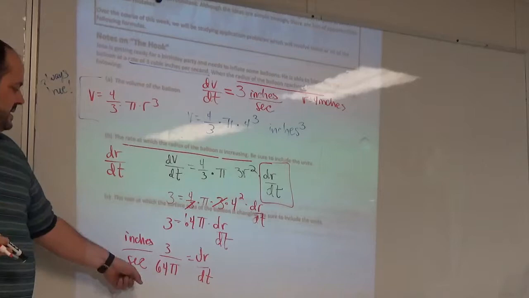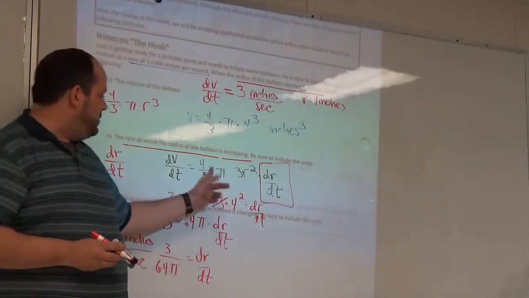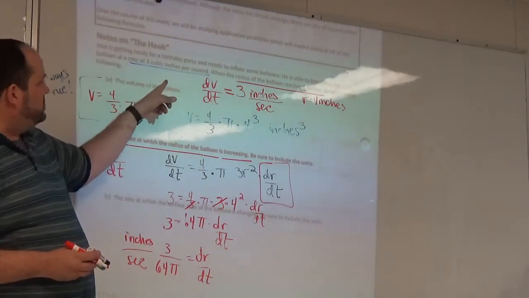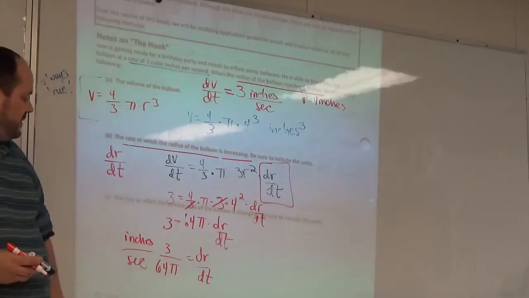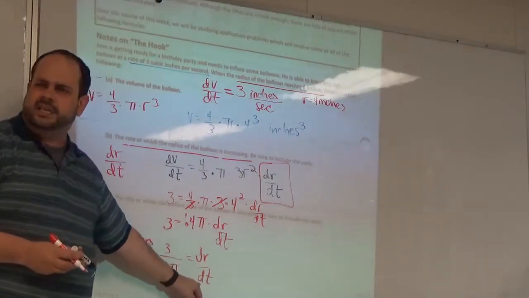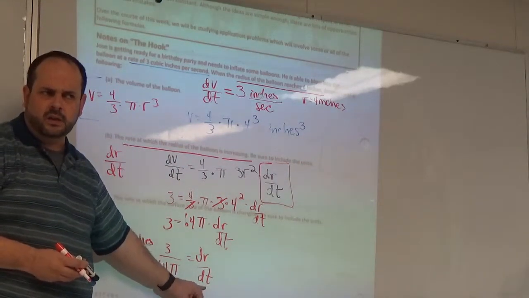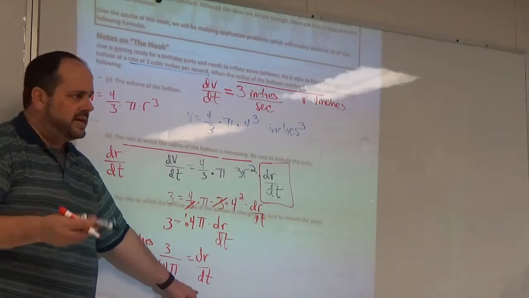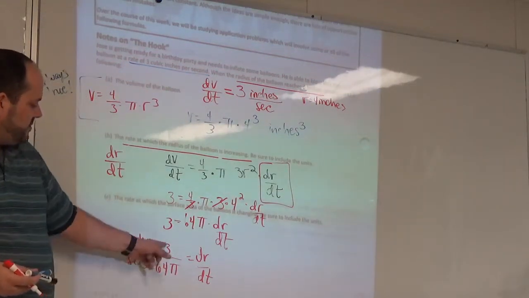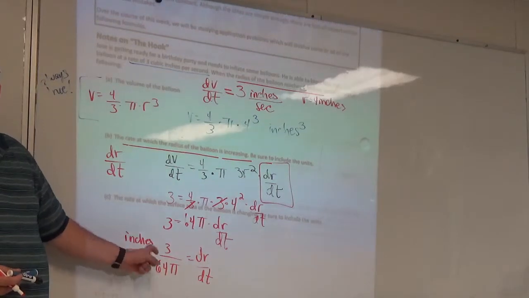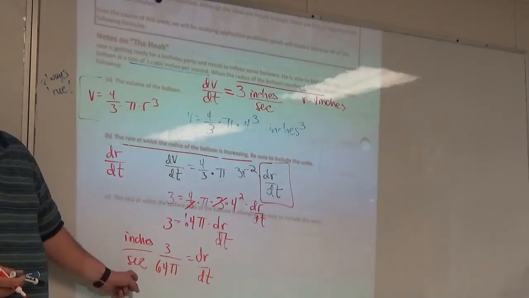What this means is when my radius is 4 inches, right? The assumption here is that we're looking at when the radius is 4 inches, is the radius increasing or decreasing? Increasing. The radius is increasing at a rate of 3/64 pi inches per second.